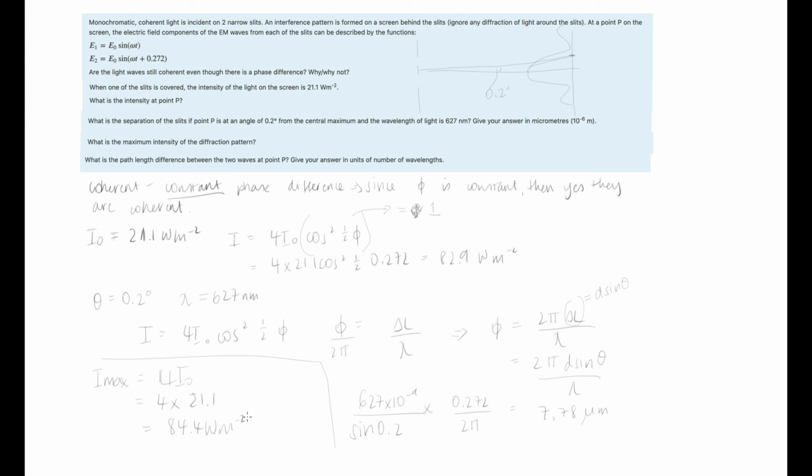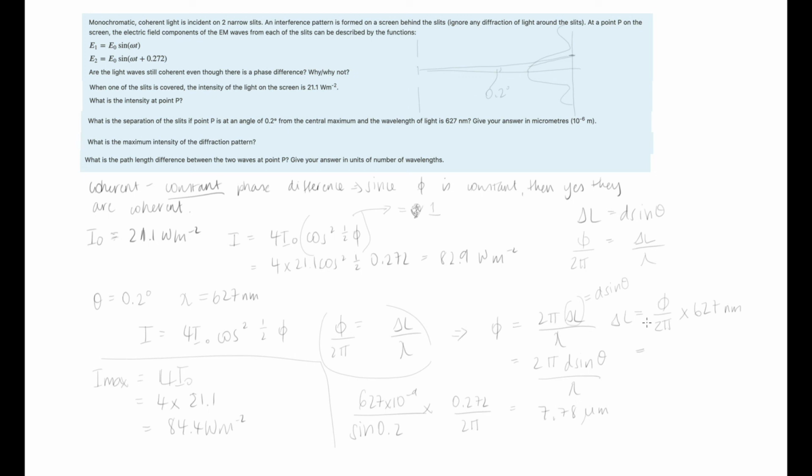So that's that part. And then finally, what is the path length difference between the two waves at point P? Okay, so our path length, remember, is d sine theta. Therefore, we can just sub everything in that we know. Or we can also work it out by using this. So our phi divided by 2 pi equals delta L divided by lambda. So there's quite a few ways that we can work it out. So delta L is also going to equal phi on 2 pi times our 627 nanometers.